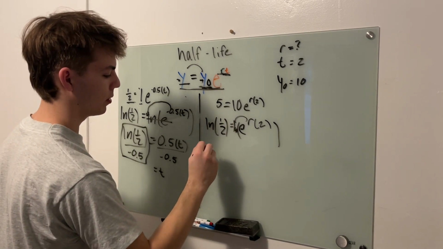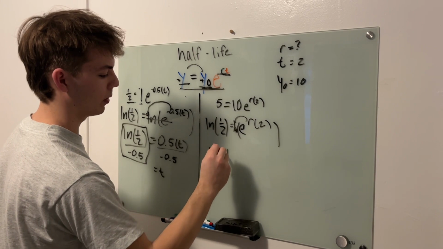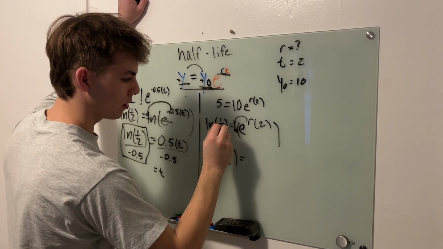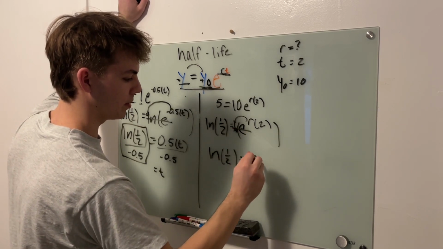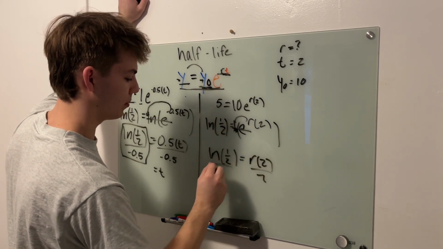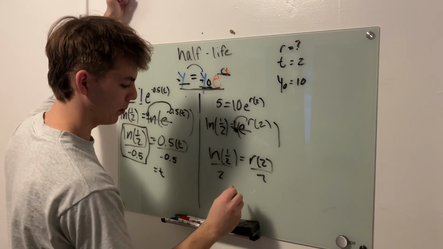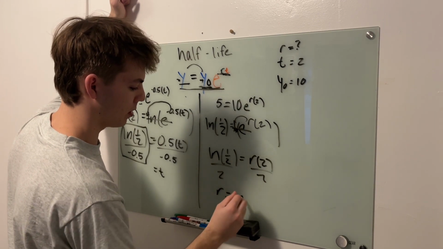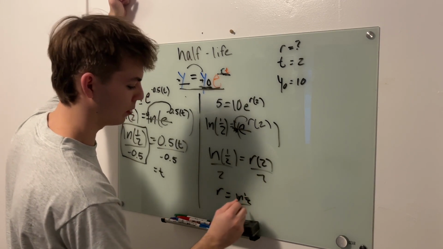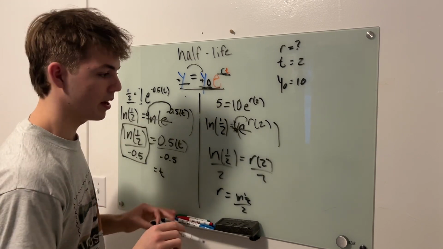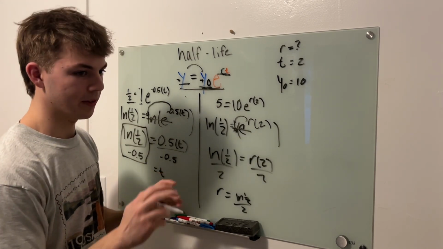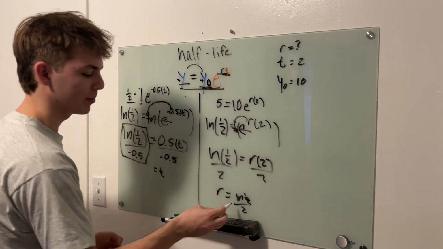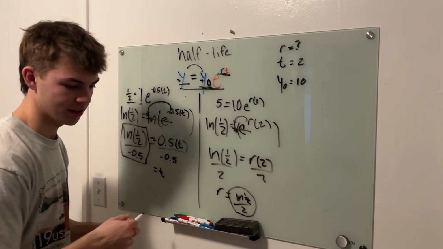So we have natural log of 1/2 equals, these are canceled out, r times 2, or just divide by 2. And then we have r equals natural log of 1/2 over 2. Now again, my calculator gives a very short answer, and I know it's got to go out further than that, so I'm just going to use this in my equation when I check it.